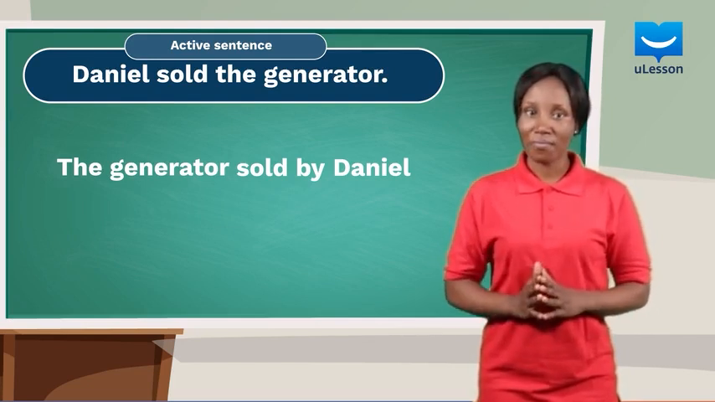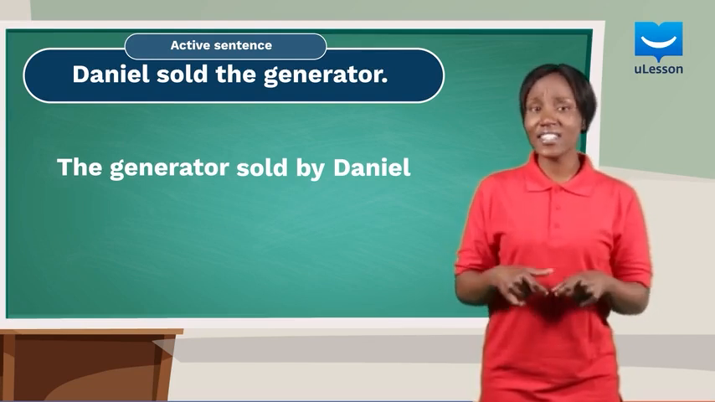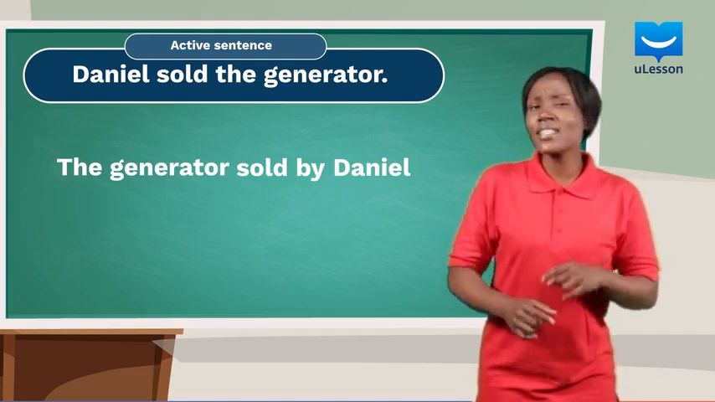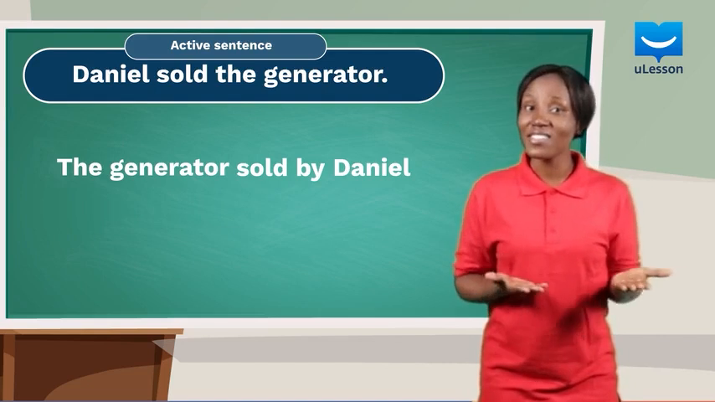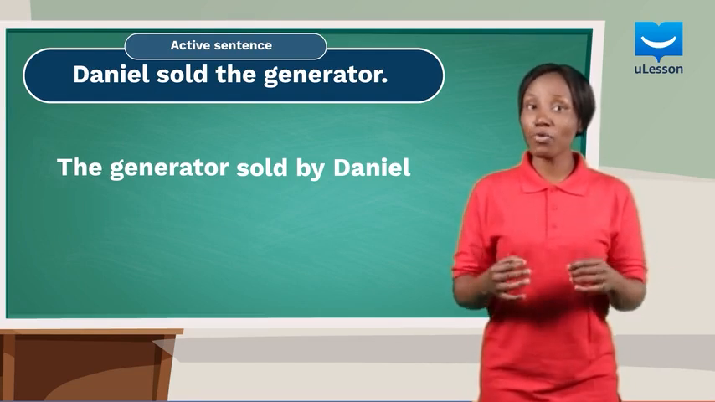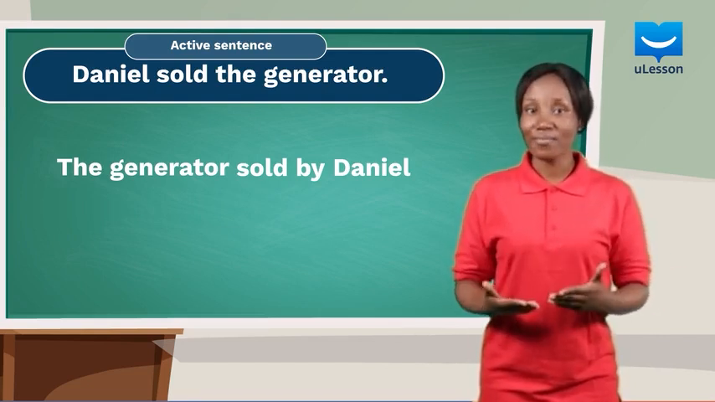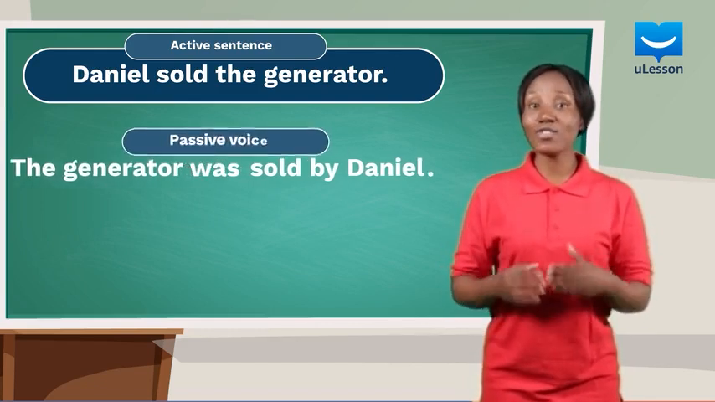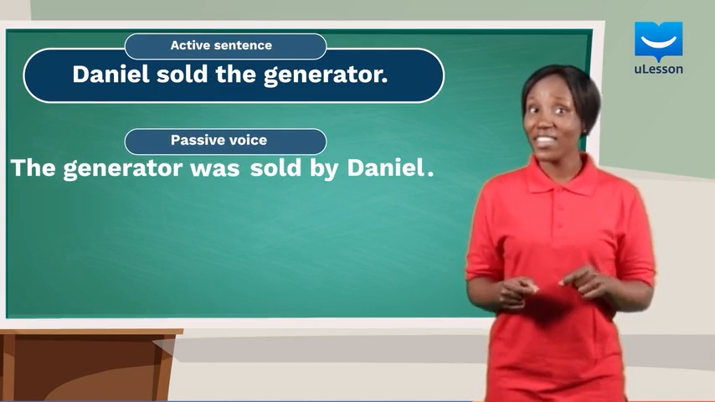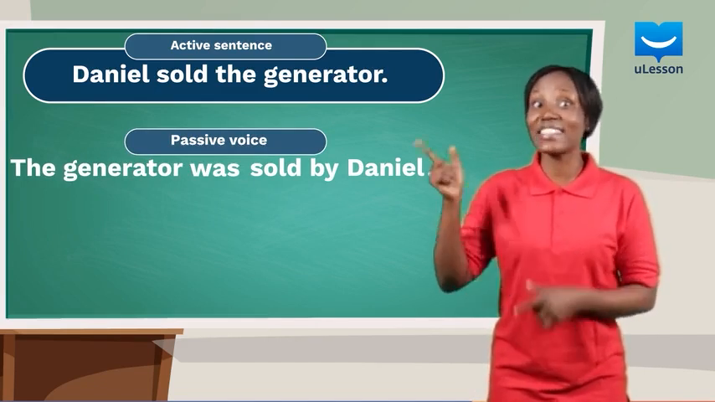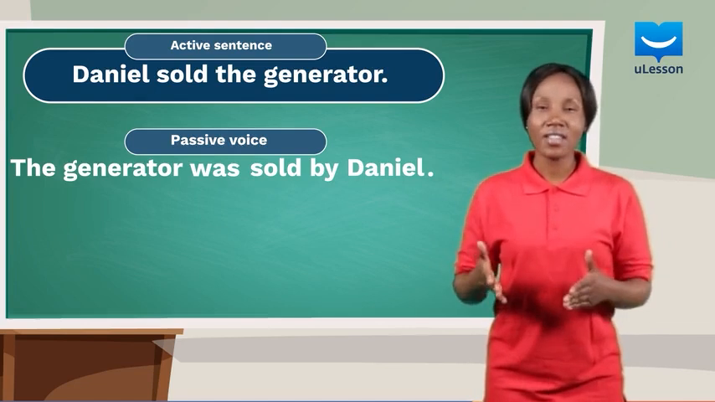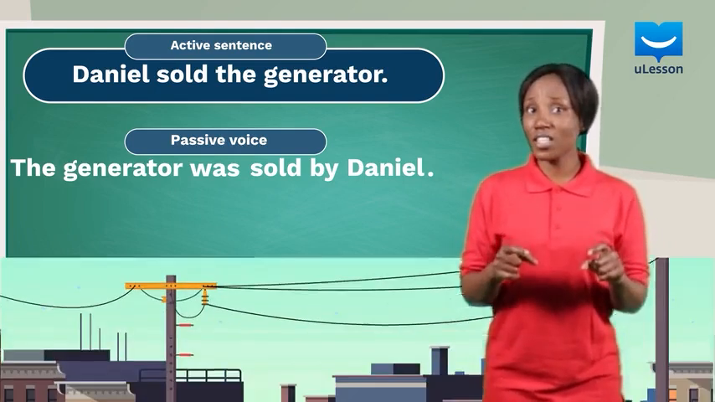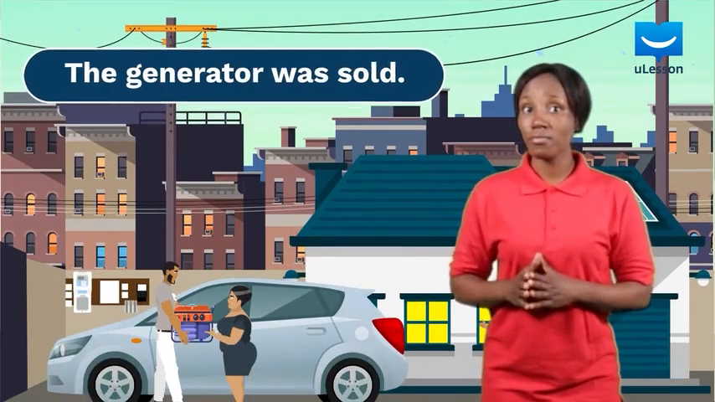So, in this sentence, the appropriate to-be verb that agrees with the generator and is in the past tense is was. The past participle of sold is still sold, so we have was sold. Our passive structure is noun. The generator was sold by Daniel. At times, the original or grammatical subjects are not mentioned, as in the generator was sold.